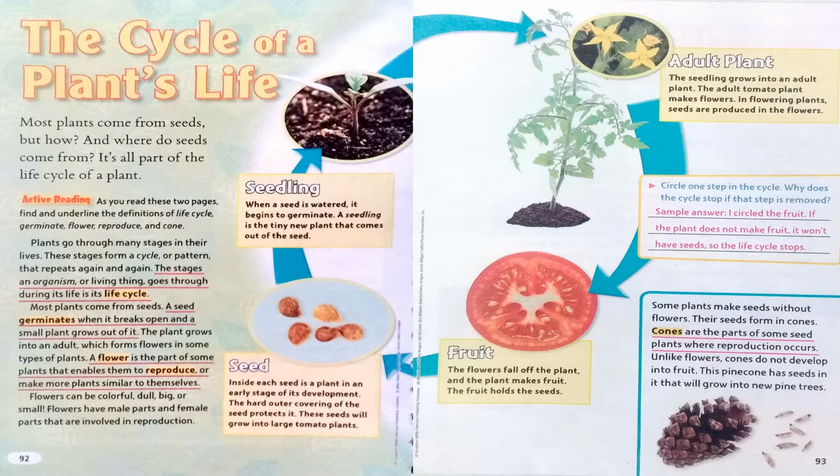This is the life cycle of a tomato plant. So the first stage is the seed. Then it breaks open and a small plant grows out of the seed. This small plant is called a seedling. Next, the seedling grows into an adult plant that makes flowers and then fruits. The fruit holds the seeds, and the life cycle starts all over again.